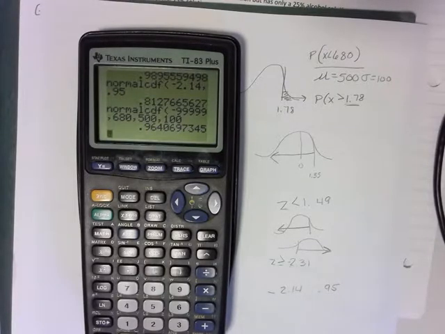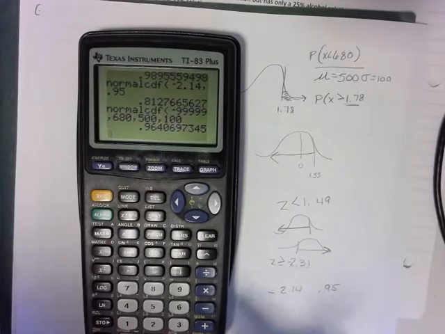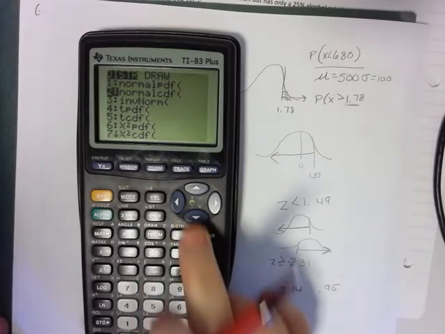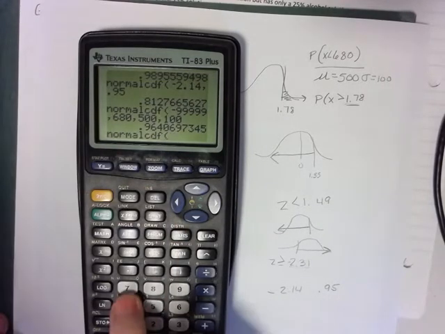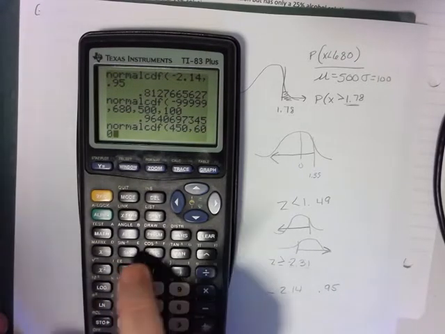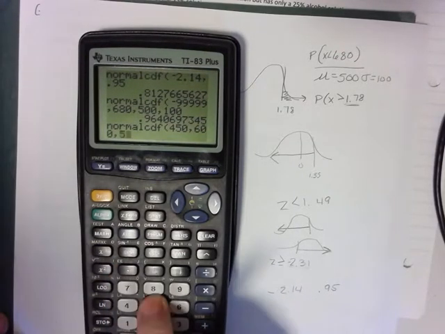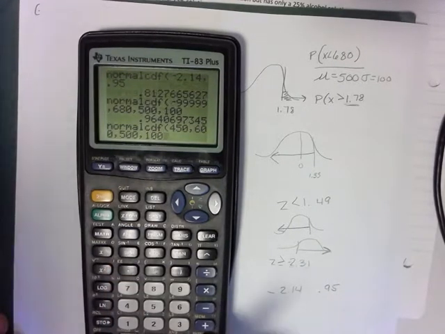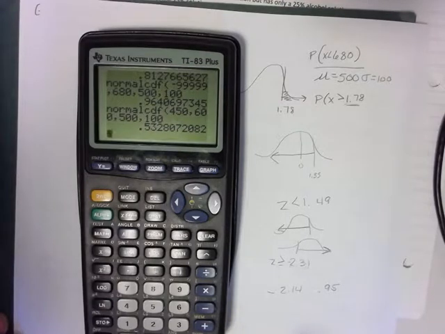So in 14A, we want to know the proportion of scores that fall between 450 and 600. So I'm going to do my second vars, normal CDF, and I'm going to go 450, comma, 600, comma, my mu of 500, comma, my standard deviation of 100. 0.5328, which is 53.28%.